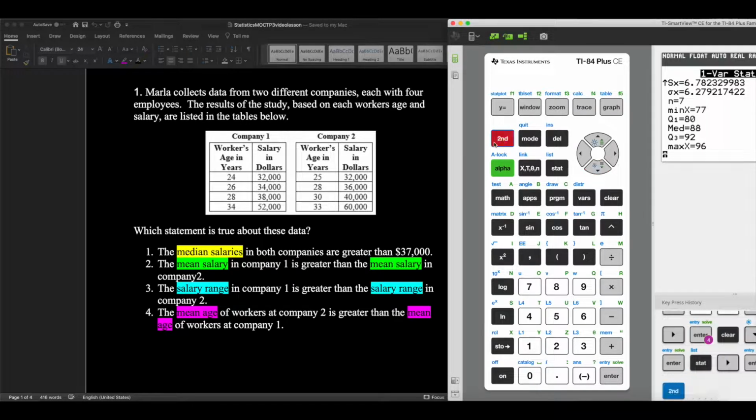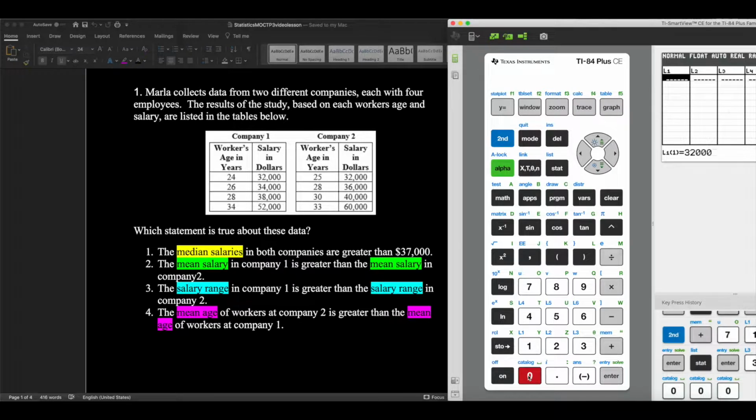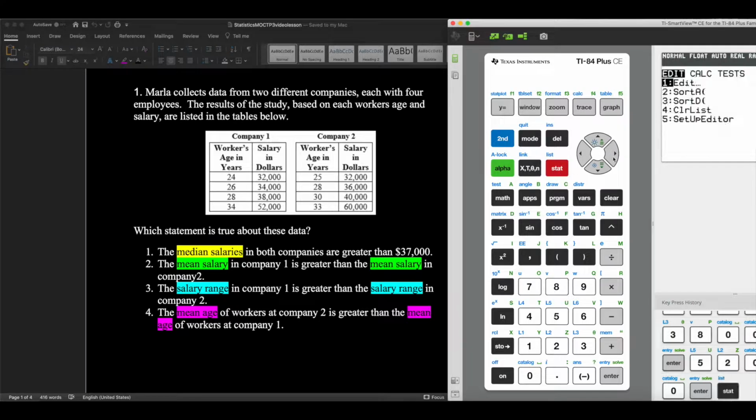Let's clear our calculator. Second plus 712. Now, if you're putting something like salaries in, so 32,000, when you put 32,000 in, do not put the comma. 32000, 34,000, 38,000, and 52,000. And of course, as always, it has not changed. Stat right, enter, enter, enter.